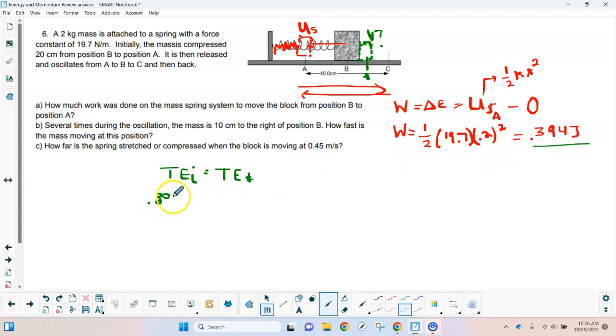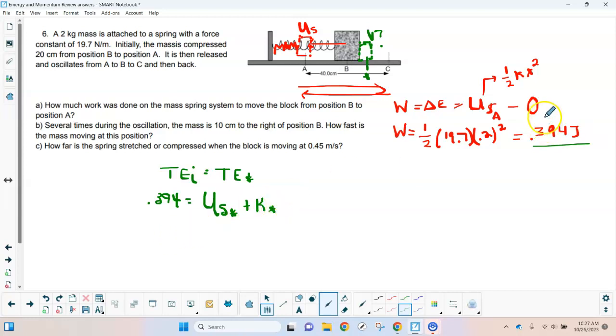When it's at this position where I put this asterisk, the 10 centimeter mark, it's got spring potential energy. And it also has kinetic energy because it's moving. So we'll learn later on that it's actually moving fastest when it's not compressed because all the spring potential energy is changed to kinetic. So it's got some of each here. So the kinetic energy at the star, or whatever we labeled that.